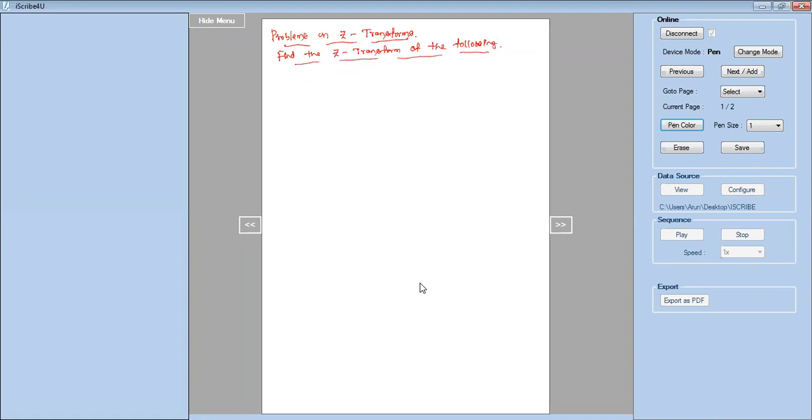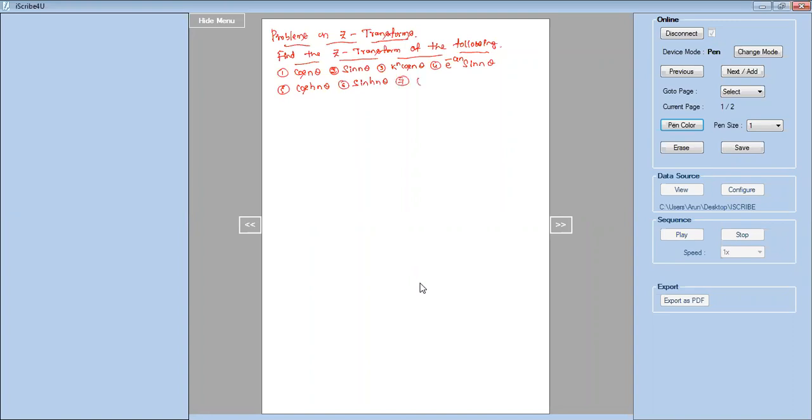So first one, cos n theta. Second, sin n theta. Third, k power n into cos n theta. Fourth, e power minus a n sin n theta. Fifth is cos h n theta. Sixth, sin h n theta.